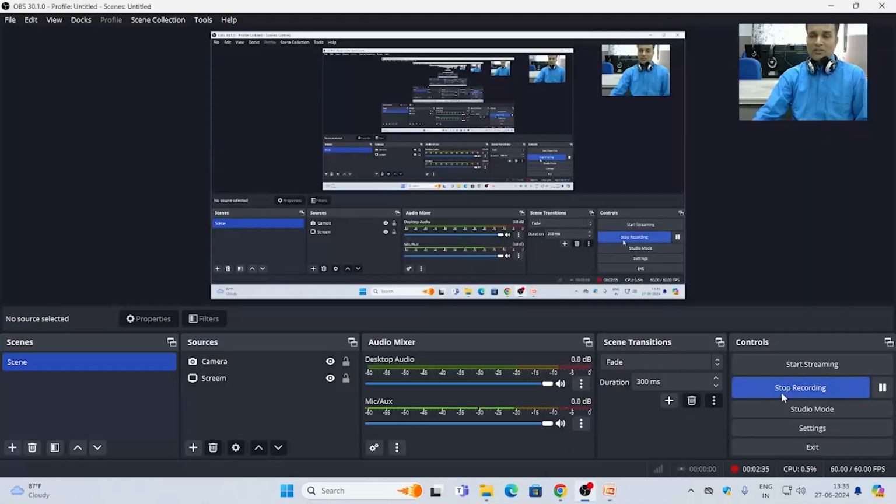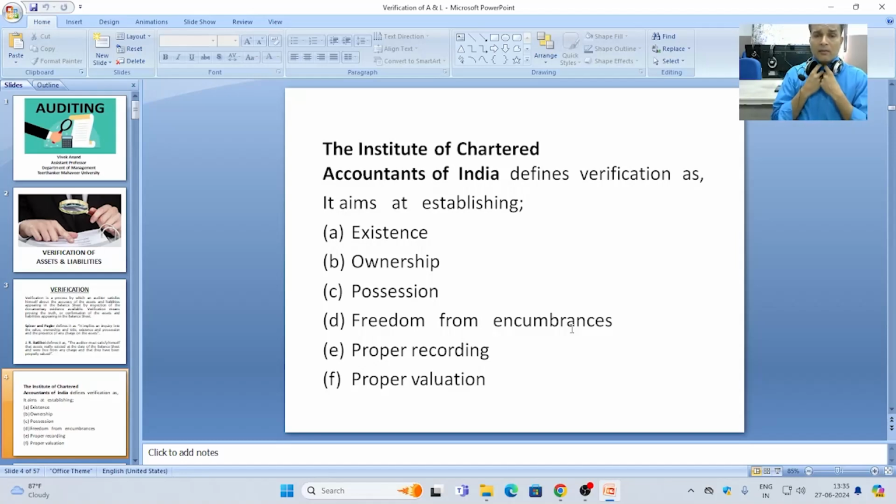The ICAI, Institute of Chartered Accountants of India, also defines verification in terms of existence, ownership, possession, freedom from encumbrance, proper recording of transactions and proper valuation of the assets and liabilities. So at the time of verification of assets and liabilities, an auditor is expected to cover all these elements in his verification, that is existence, ownership, possession, proper recording, proper valuation and freedom from encumbrance.